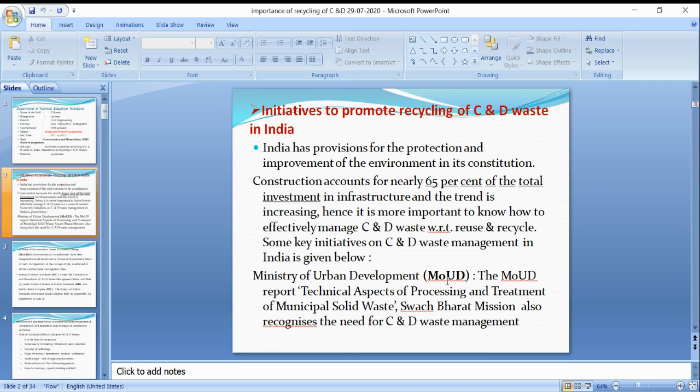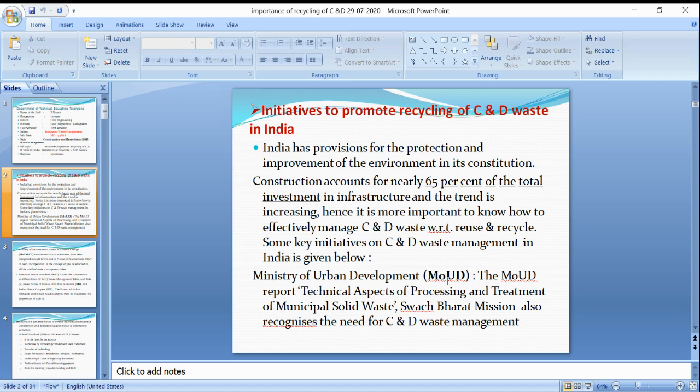Hence it is more important to know how to effectively manage the construction and demolition waste. Here, the construction is going on, so effectively we have to manage the waste also. That is the main target of this C&D waste. With respect to reuse and recycle, the material which we are going to use should be reused and recycled so that it can be eco-friendly. Some key initiatives on construction and demolition waste management in India are given below.